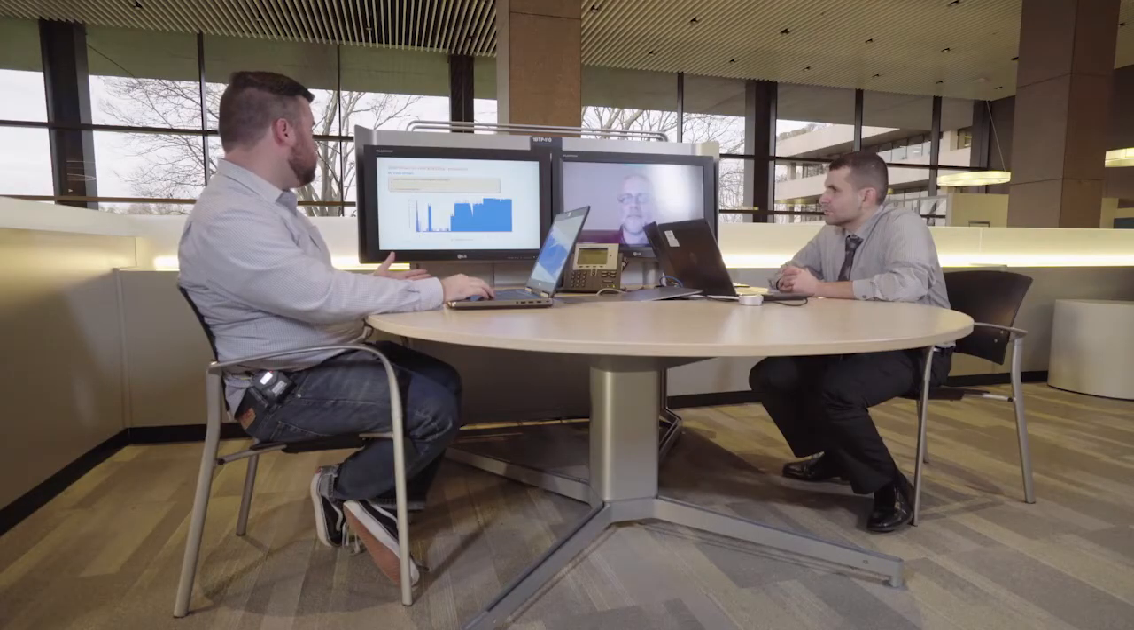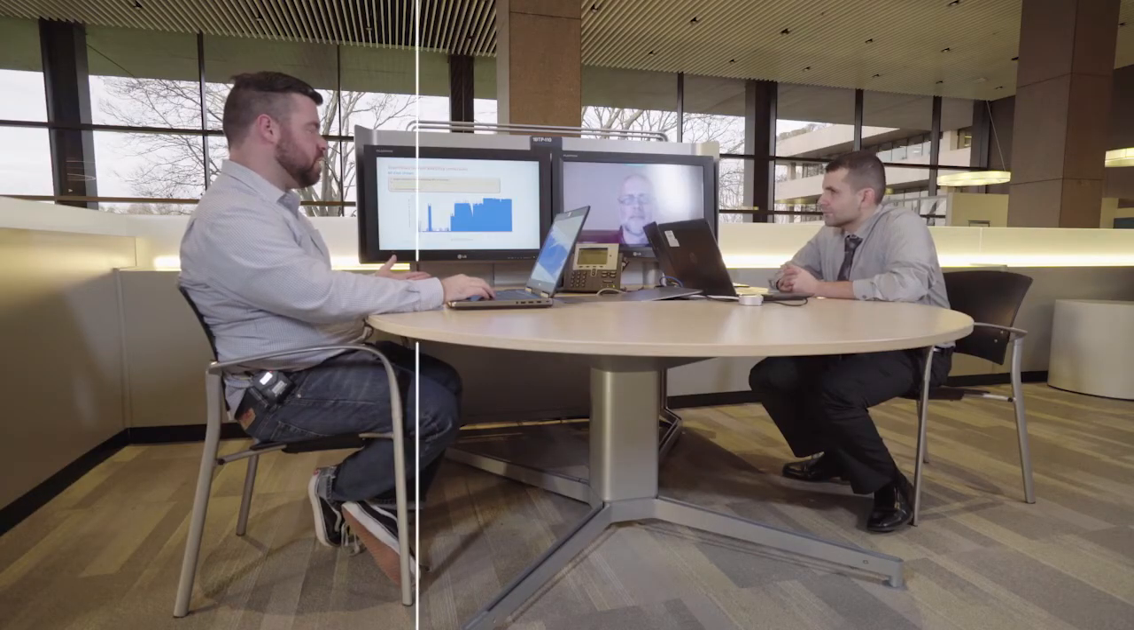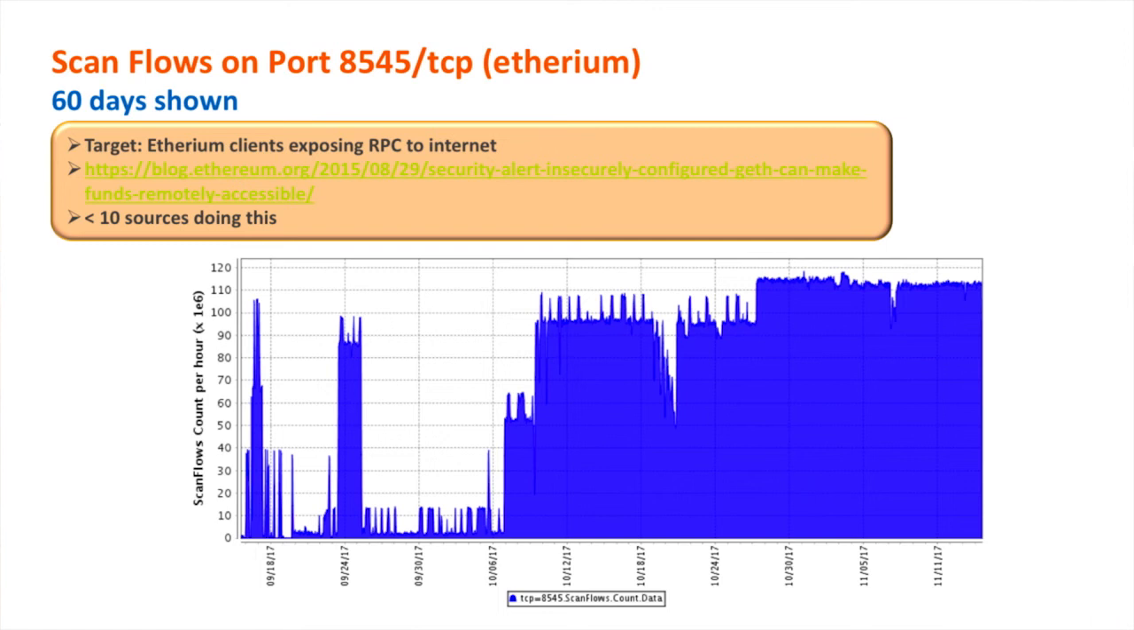Port 8545, Ethereum. There's only about 10 sources that are actually doing this heavy scanning of 8545, but they are determined. And I guess they're motivated by profit, potentially. But yeah, that one's the new star of our show, I think. It's not quite as big, but it's definitely the new one on the scene.